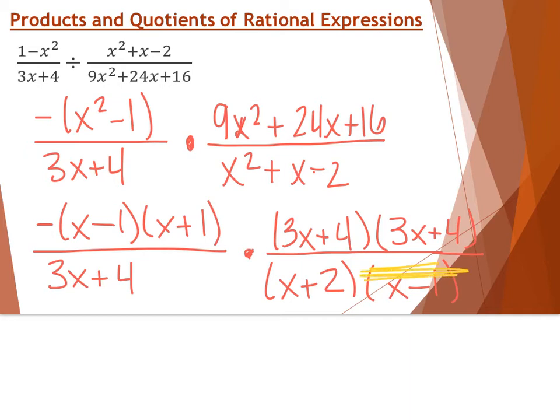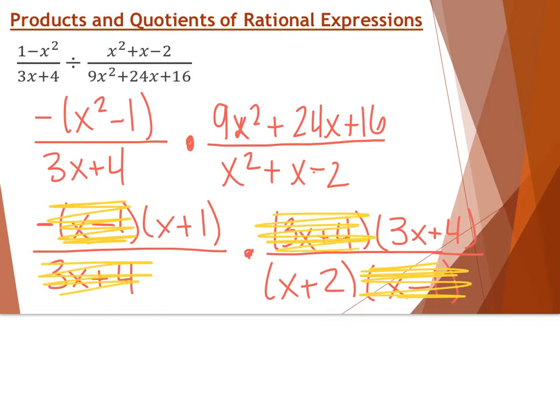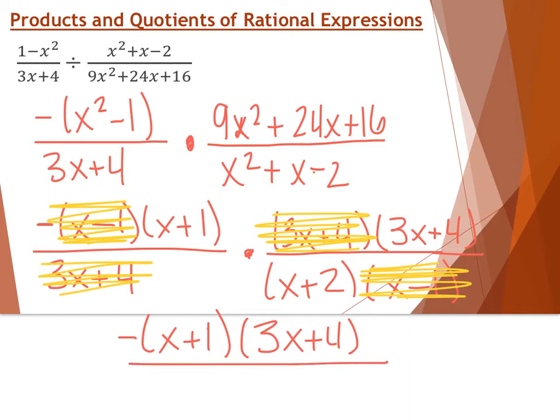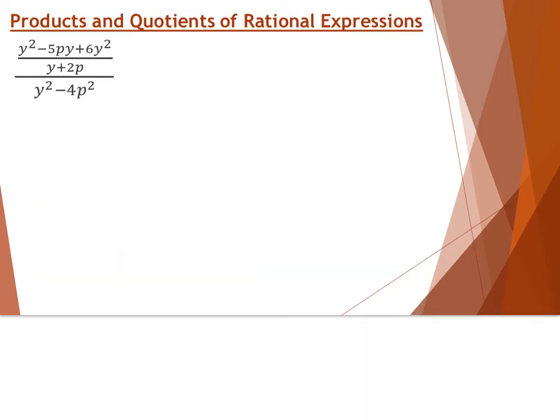So I have an x minus 1 down here, and I have an x minus 1 up here. I have a 3x plus 4 down here, and I have a 3x plus 4 up here. Nothing else can get canceled out, so your final answer would be, on top we have negative, and then our x plus 1. And then we also still have a 3x plus 4. And on the bottom, all we're left with is x plus 2. Ta-da!